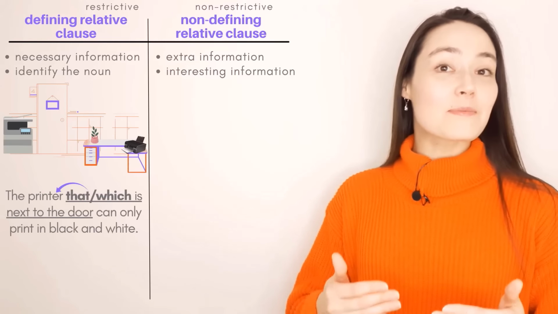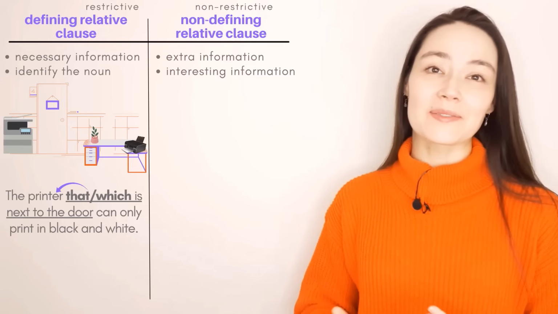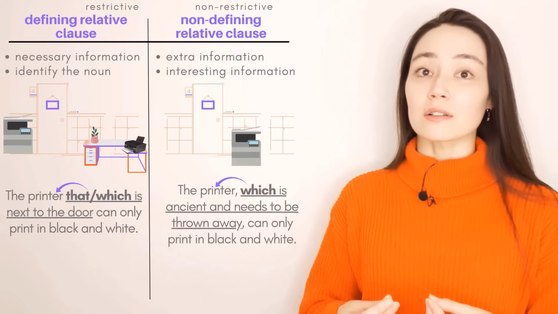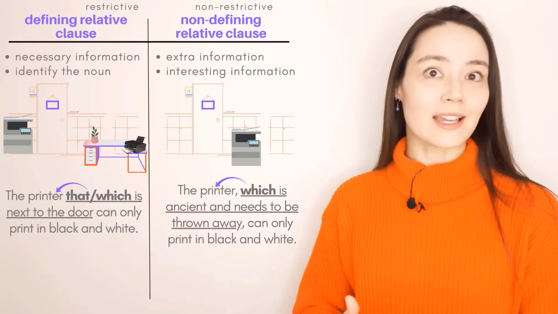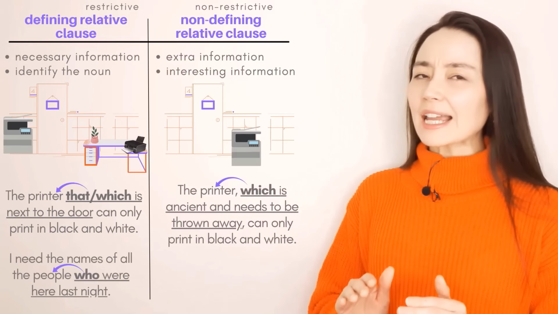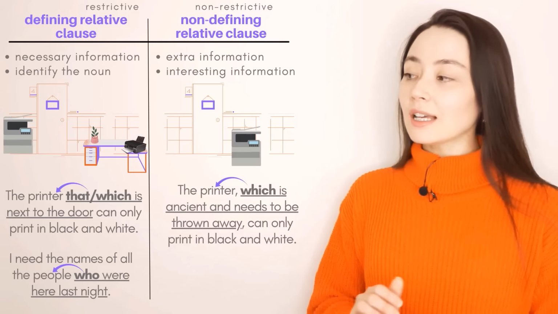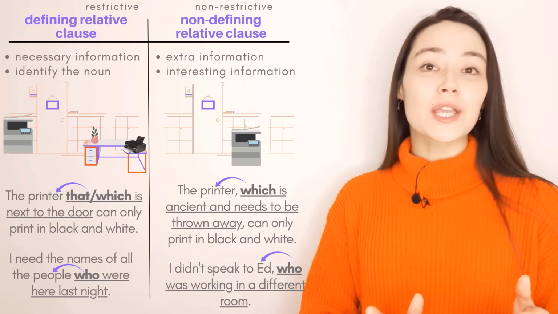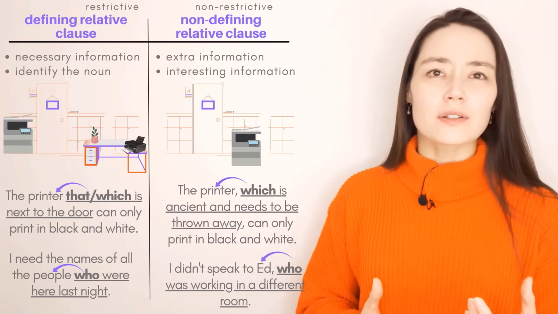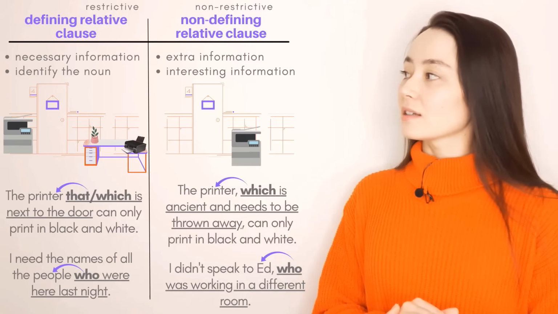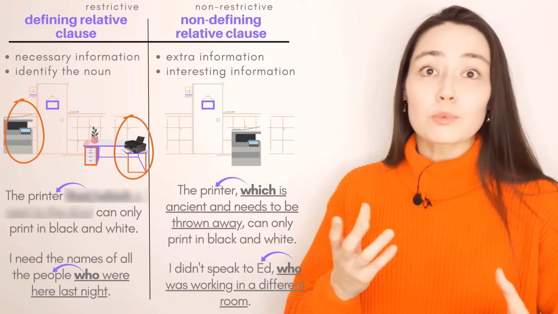Let's compare. The printer that, or which, is next to the door can only print in black and white. The printer, which is ancient and needs to be thrown away, can only print in black and white. I need the names of all the people who were here last night. I didn't speak to Ed, who was working in a different room. So what makes a clause defining or non-defining? Look at the first sentence. There are two printers. If I remove the relative clause, you don't know which printer I'm talking about.